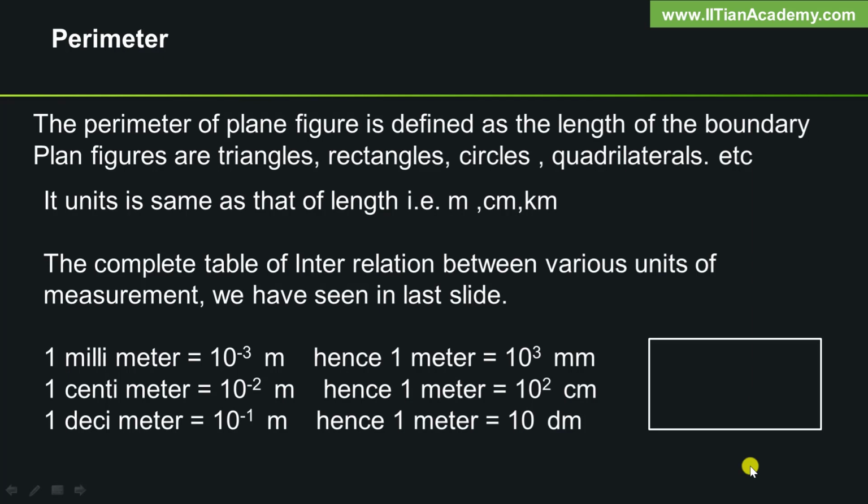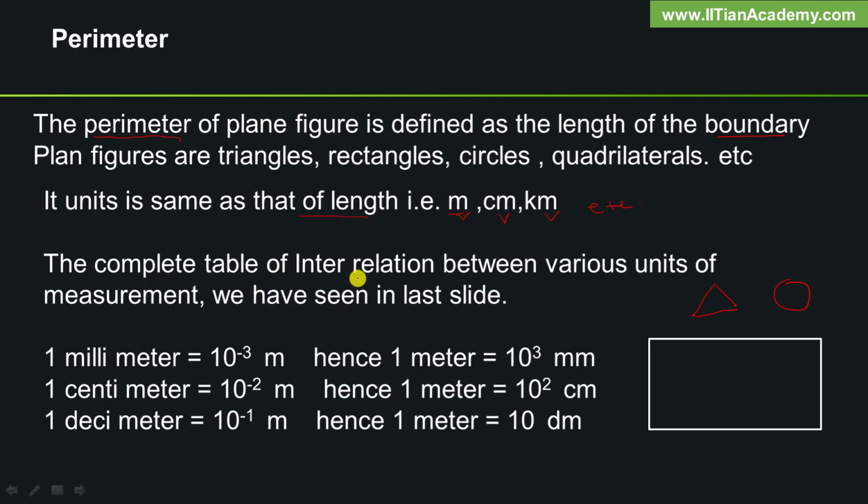Let us recap the definition of perimeter. The perimeter of a plane figure is defined as the length of the boundary. Now, plane figures are two-dimensional figures like triangles, rectangles, circles, quadrilaterals, etc. The unit of perimeter is the same as that of length, that is meter, centimeter, and kilometer, etc.